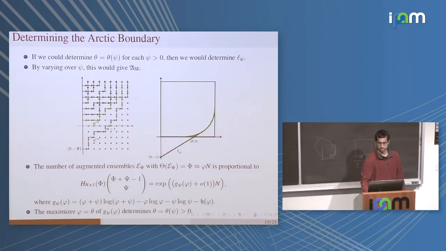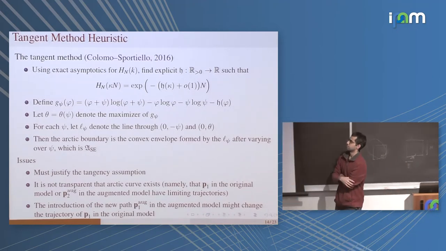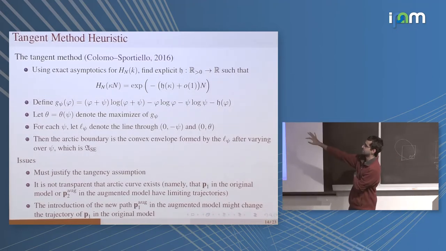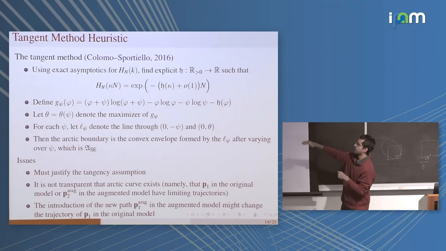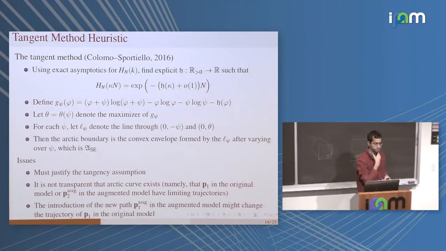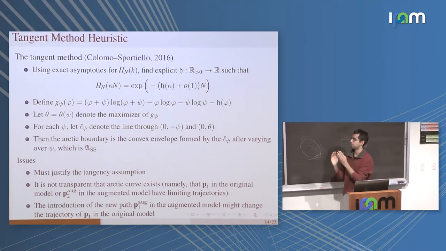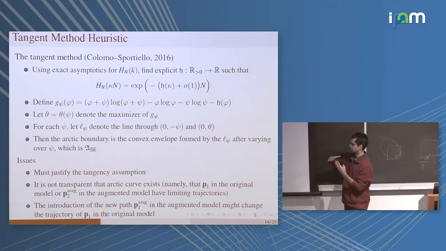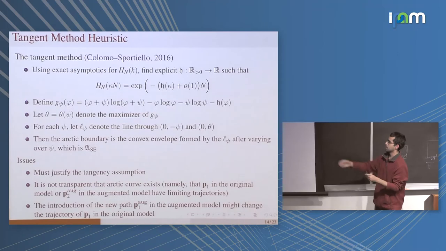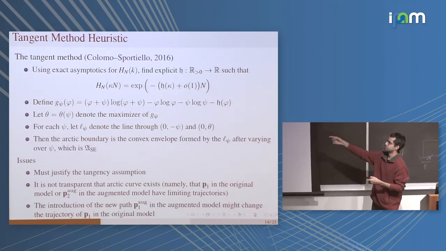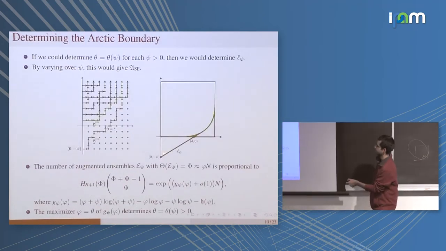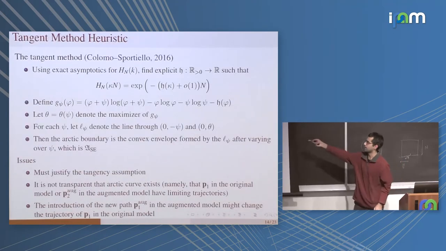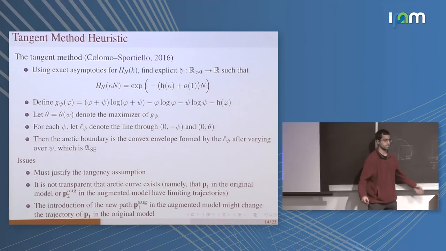So to recapitulate, the first thing we need in this tangent method is the exact asymptotics of this refined partition function. This gives us this fancy little lowercase h. Then I define this g, this sort of deformation, given by the sum of the logarithm of the binomial coefficient with this h. I let this theta denote the maximizer of g, which is more or less telling me the macroscopic location of the place where the new line enters the x-axis. And then for each psi, I let L of psi denote the line connecting 0 minus psi to this point, this line here. Then for each psi I get a line, and by taking the convex envelope of these lines, I'll get an arctic curve, okay?